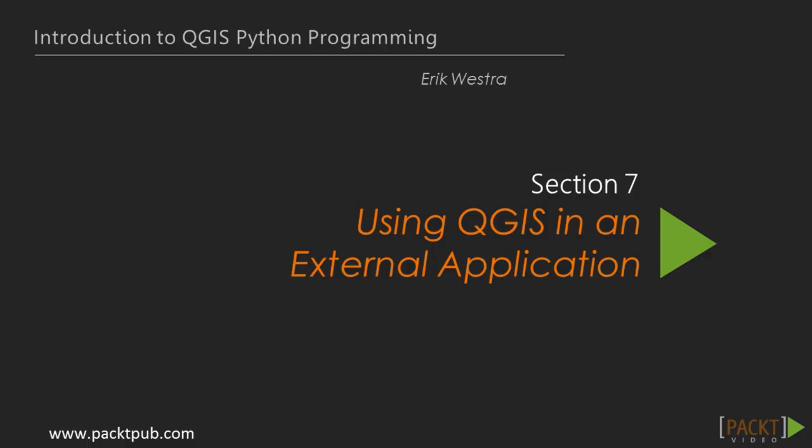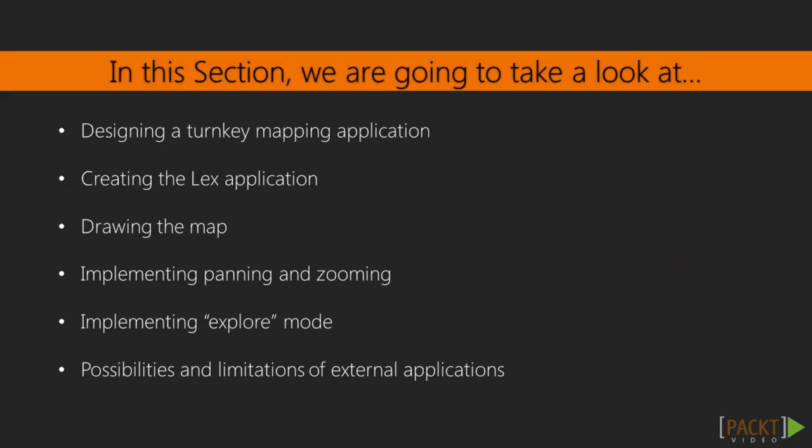Hello, welcome to section 6, using QGIS in an external application. In the previous section, we looked at how to write QGIS plugins. We saw how plugins can be written in Python and learned about the possibilities and limitations of writing geospatial programs as QGIS plugins. In this section, we'll see how to create a sophisticated mapping application as an external Python program built on top of the PyQGIS API.